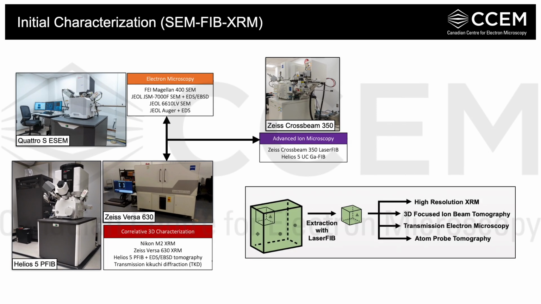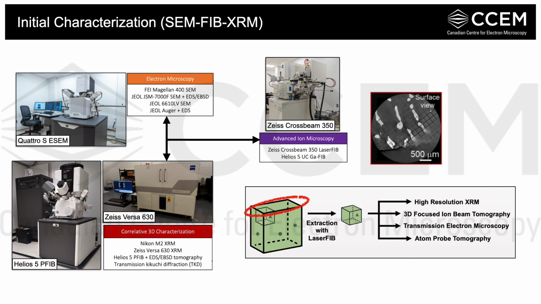Our SEM, FIB, and XRM instruments act as good starting points for initially characterizing our sample. The SEMs allow us to characterize our surface, and many times we can identify a feature of interest and then use the FIB to further prepare our sample for TEM and Atom Probe right away. Or we can add XRM to our workflow and now see the internal structure of our material. And when you pair them together, you get a whole new perspective of your sample.